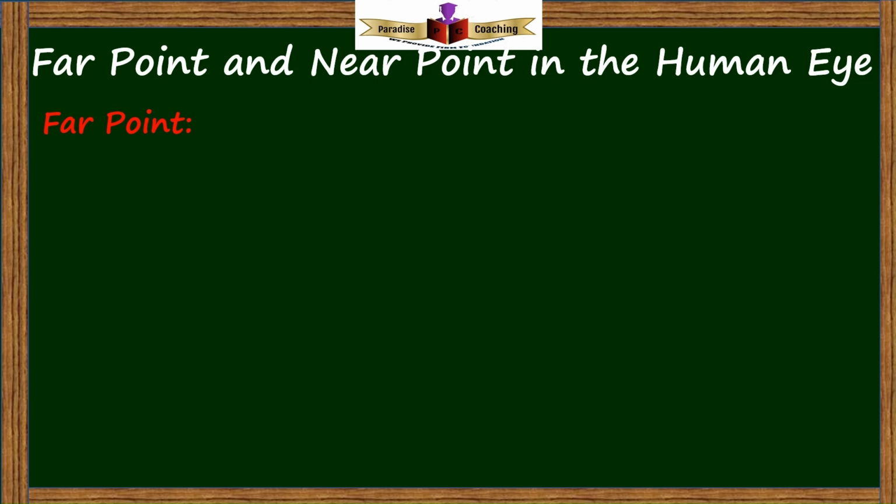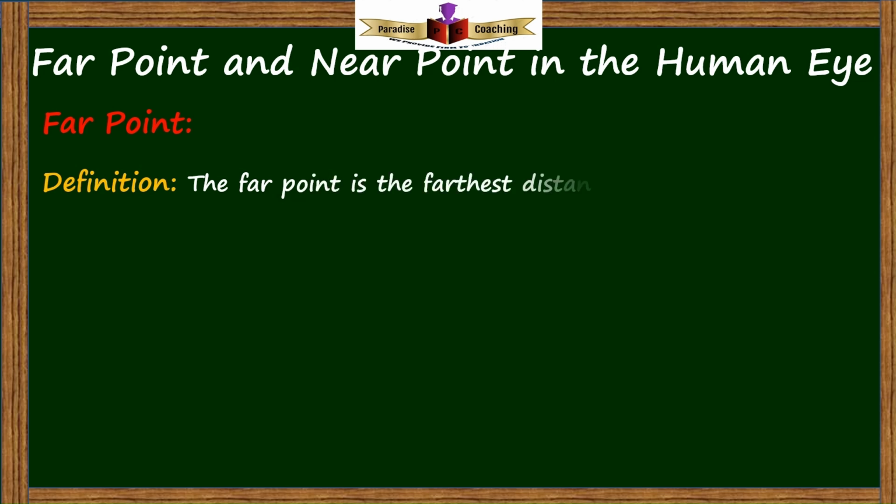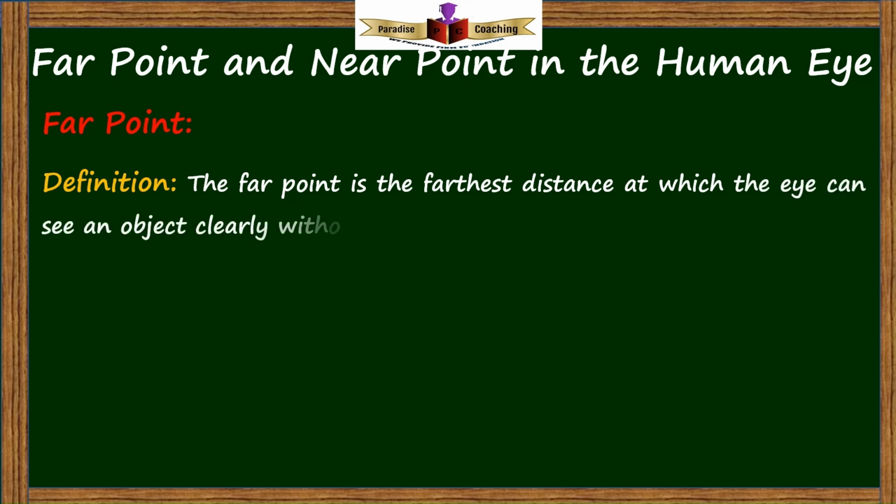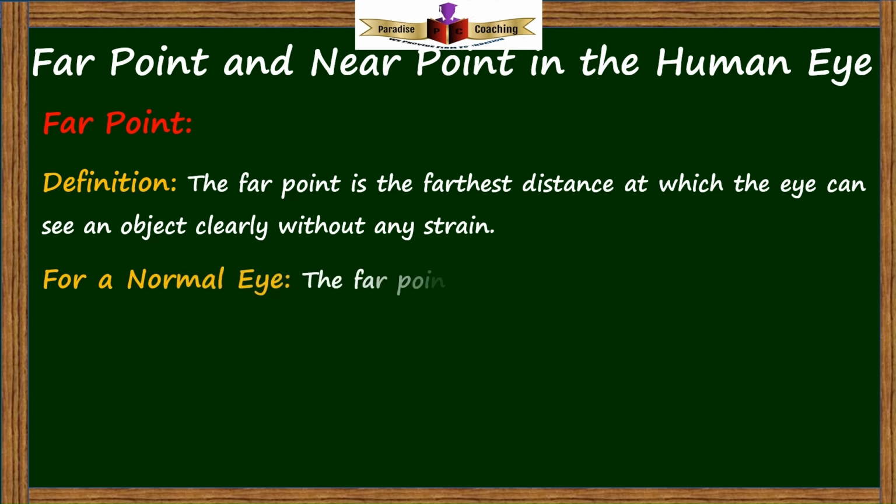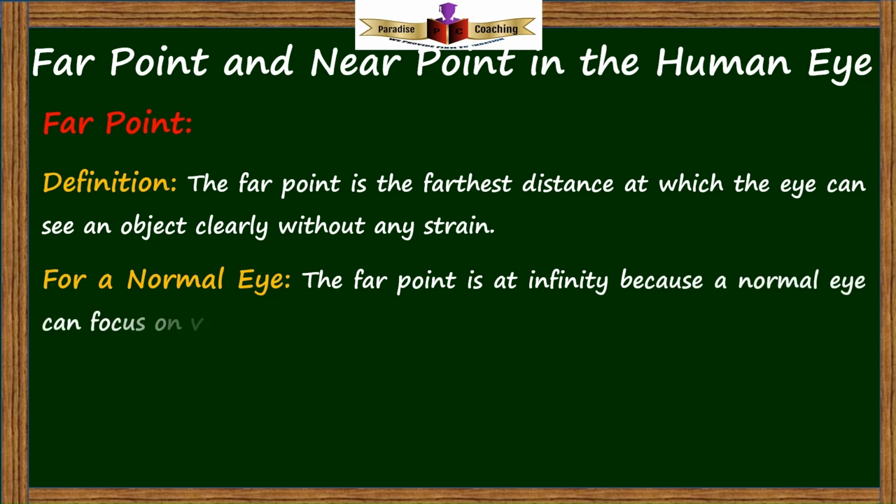Let's understand the concept of the far point and near point in the human eye. Let's begin with the far point. The far point is the farthest distance at which the eye can see an object clearly without any strain. For a normal eye, the far point is at infinity because a normal eye can focus on very distant objects.